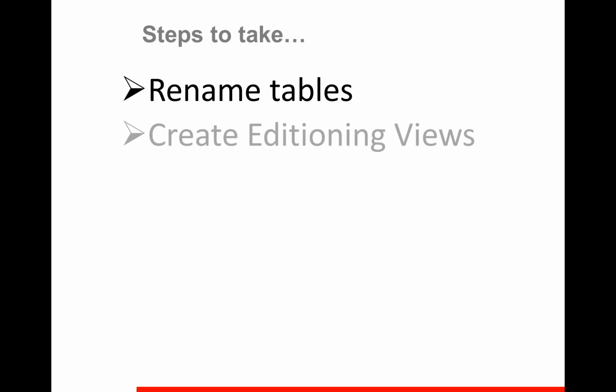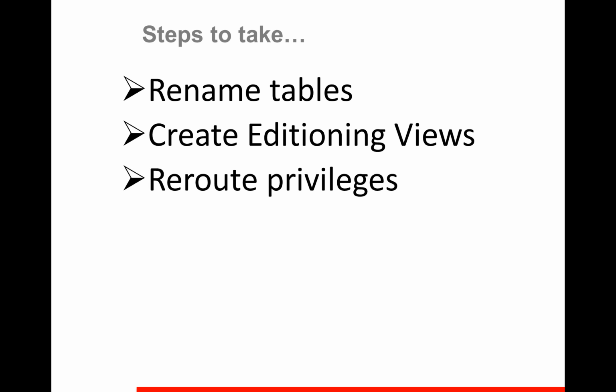So what are the steps to take when you want to implement edition-based redefinition? First of all, you want to rename all your tables. Chances are you don't want to rewrite all your code, but you do want to have your tables renamed, like with T underscore in front of them, and then create additional views with the old names of the tables, so your code can be recompiled. You need to reroute the privileges from the tables to the additional views.